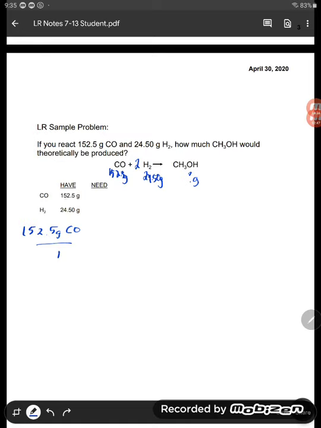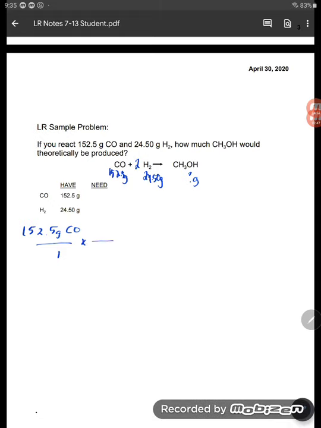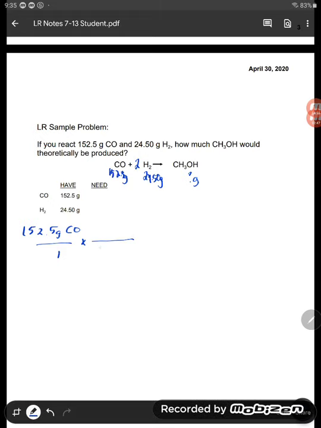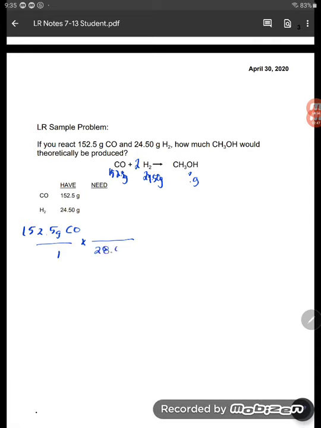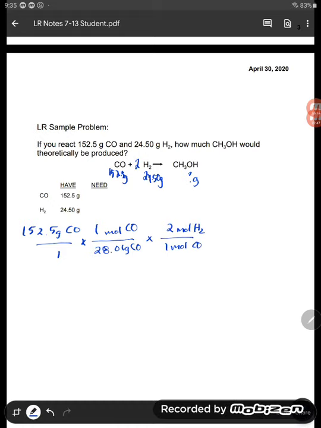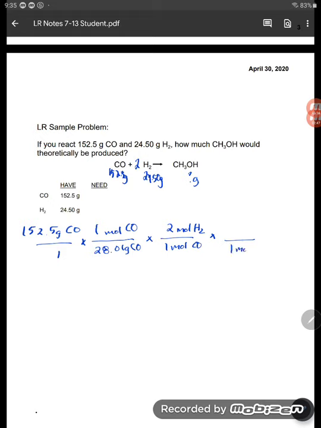So what that's saying is I have 152.5 grams of CO. I want to figure out how many grams of H2 I need in order to fully react that 152.5. So to do that, we need to use that balanced chemical equation. Following my dimensional analysis, we'll have the molar mass of CO. Mole ratio is 1 mole of CO to 2 moles of H2. Go ahead and pause this to enter this information into your calculator.